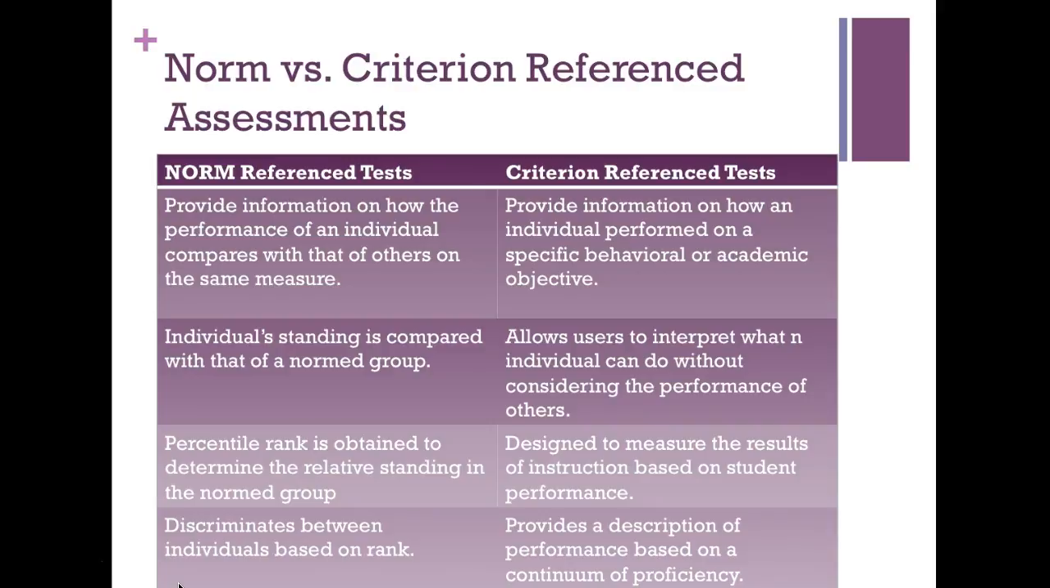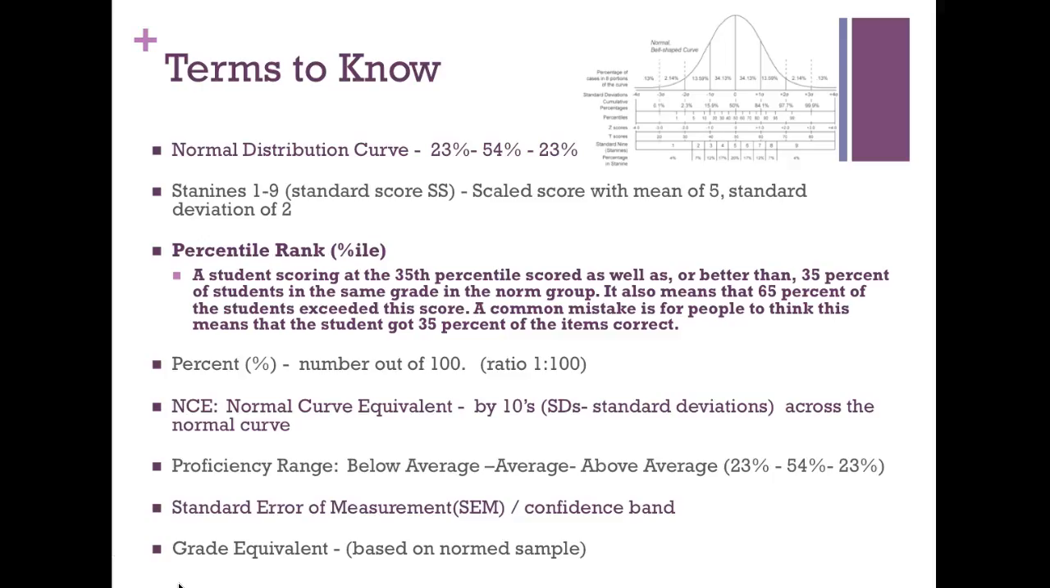The norm referenced tests are generally based on the Common Core as well, as the Alaska standards are no different really, but Alaska standards are for Alaska and the norm referenced tests are national. They're designed to measure results of instruction based on student performance and provide a description of performance based on a continuum of proficiency. So we'll be talking in a minute about using multiple measures to make instructional decisions, and this will be one of those measures that you can use when you're making instructional decisions.